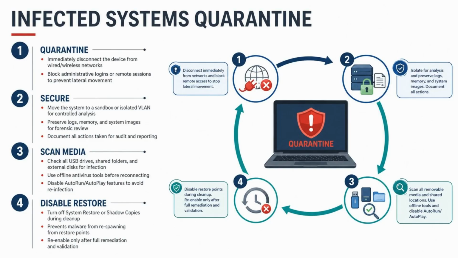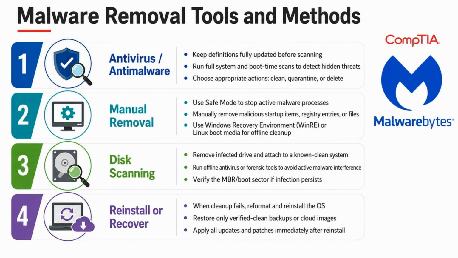Third, scan media. Check all USB drives, shared folders, and external disks for infection using offline antivirus tools, and disable auto-run and autoplay to avoid reinfection. Fourth, disable restore. Turn off system restore or shadow copies during cleanup, re-enabling only after full remediation. Antivirus and anti-malware. Keep definitions fully updated before scanning. Run full system and boot time scans and choose the right action: clean, quarantine, or delete.